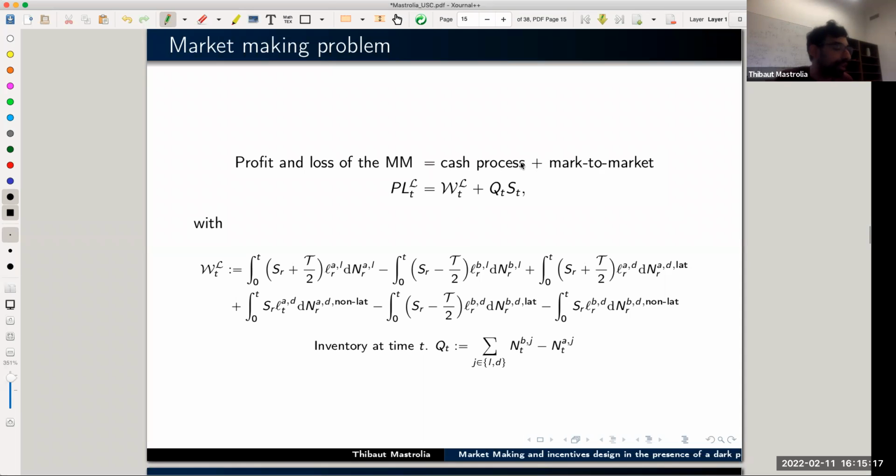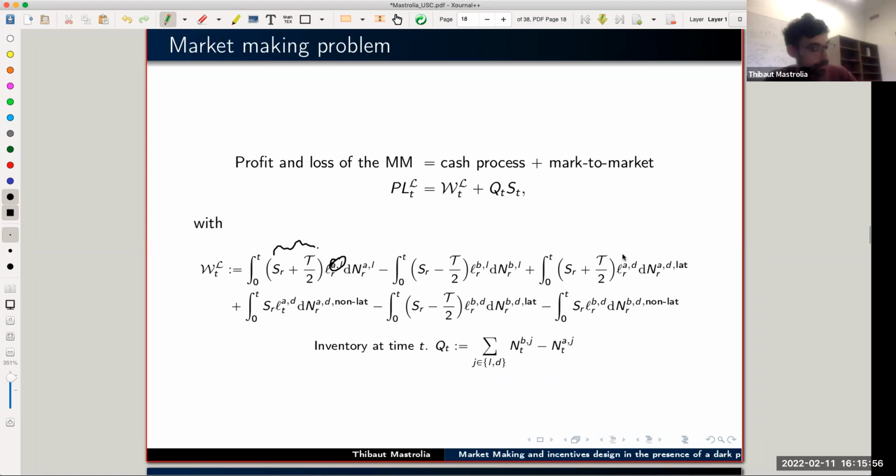So first we'll focus on the cash process. What is the cash process? This is just the result, the income generated by all the operations made on both the lit pool and the dark pool. Here you see that if you have a transaction on the ask side of the lit pool, you have a transaction at the price which is the best ask, S_t plus the tick size over 2, and you sum between 0 and T. This is on the ask side, so you win this money because you deal with buyers. Here, you lose this quantity because you deal with sellers on the bid side of the lit pool.